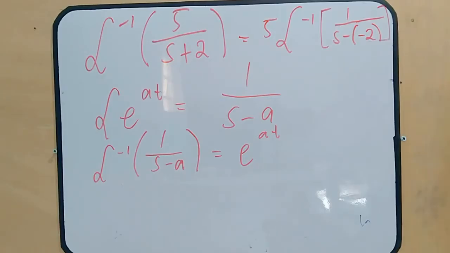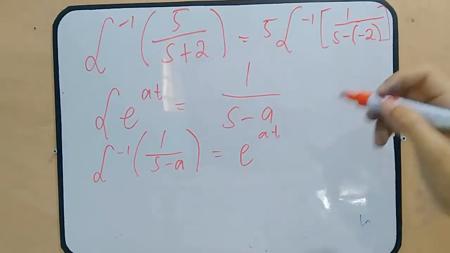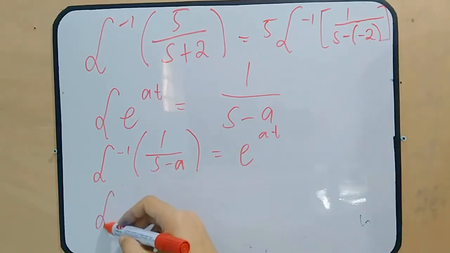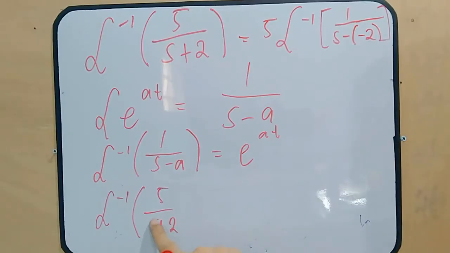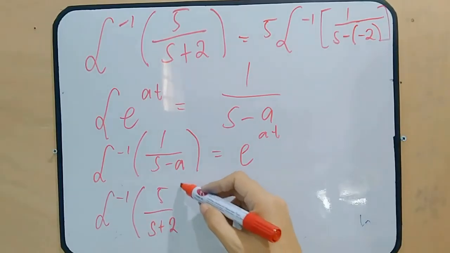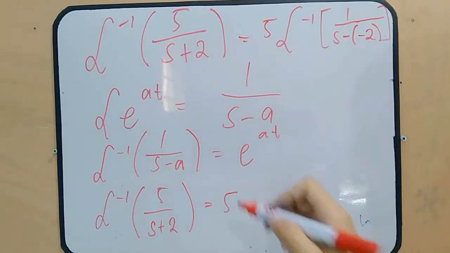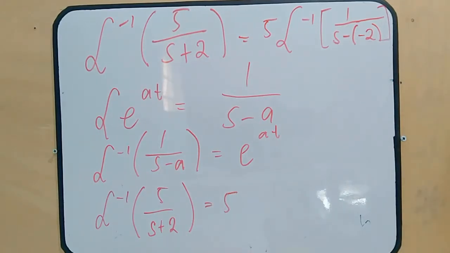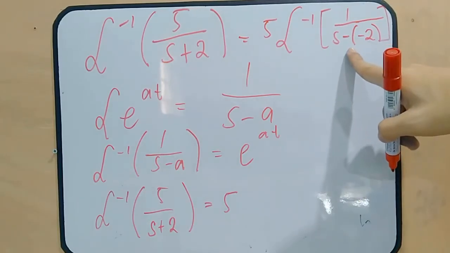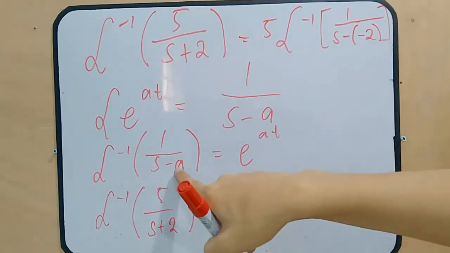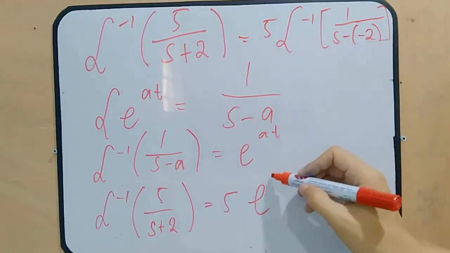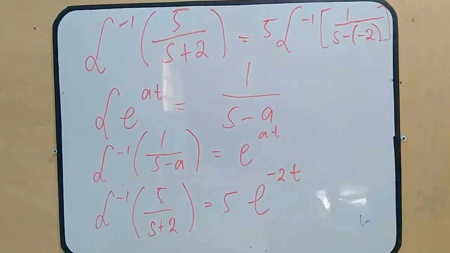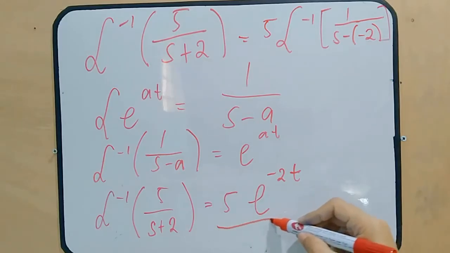Now guys, apply natin yung formula. Now, yung 5, ilalabas lang natin siya. So, we have here inverse Laplace transform of 5 all over s plus 2. So, that is 5, then inverse Laplace transform ng eto. This is s minus a, wherein a natin is negative 2. So, this is e raised to, so a is negative 2t. So this is our final answer here. So this is the inverse Laplace transform.